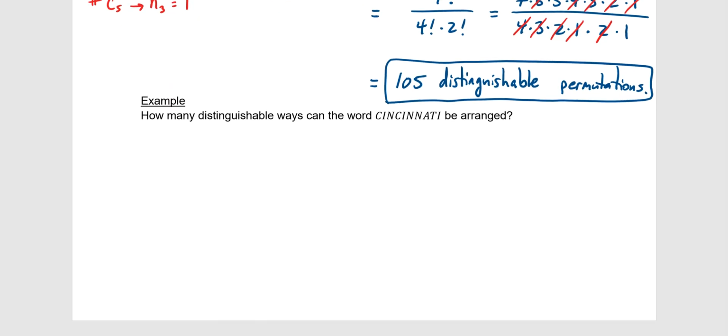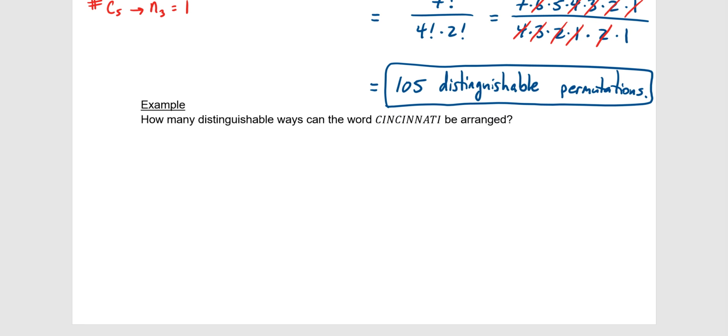Okay, and then for the last one, how many distinguishable ways can the word Cincinnati be arranged? So first, let's determine how many objects we have total. So that's going to be n. N is going to be 1, 2, 3, 4, 5, 6, 7, 8, 9, 10. It's the number of letters in the word.